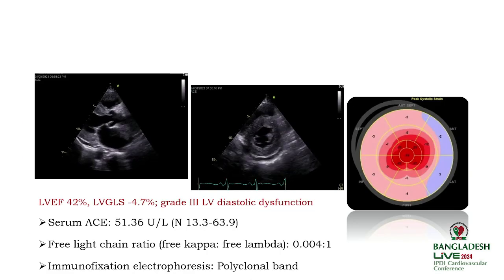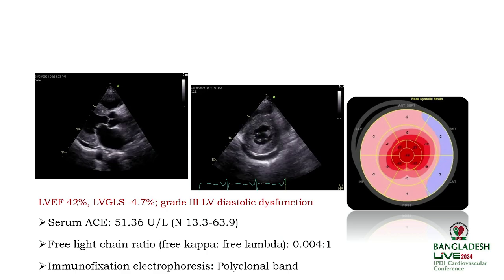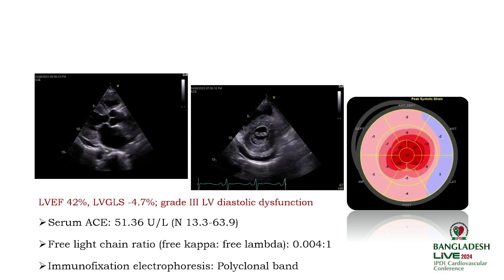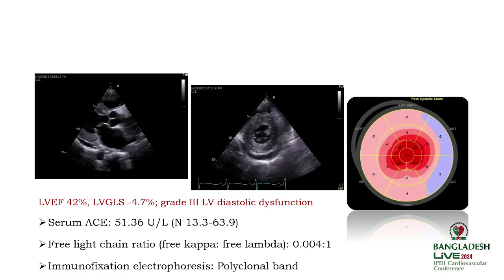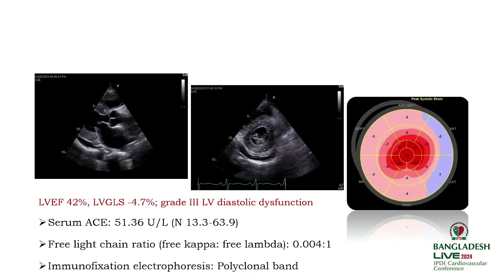When we evaluated the patient, the echo assessment revealed that there was moderate LV systolic and RV systolic dysfunction. GLS was quite reduced, to less than 4.7%, and there was grade 3 LV diastolic dysfunction. Serum ACE was normal, and in the echocardiography there was a beautiful cherry on top appearance. Considering this, we thought that this could be a case of cardiac amyloidosis.